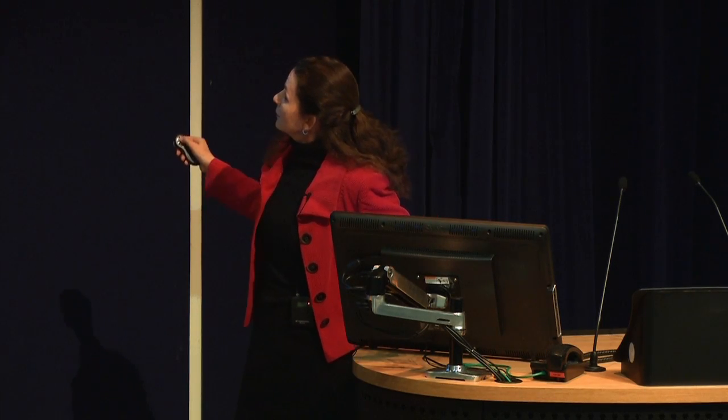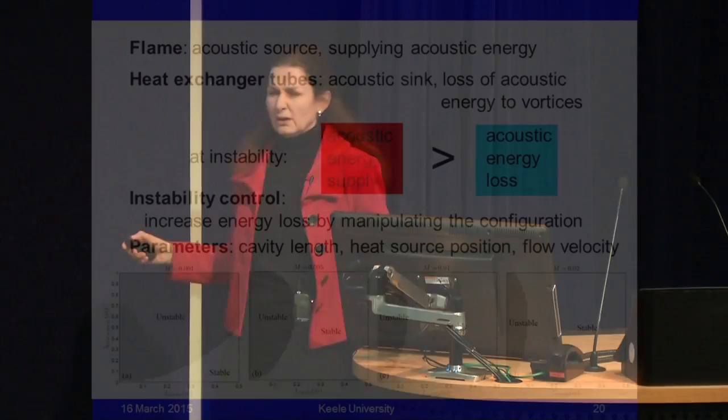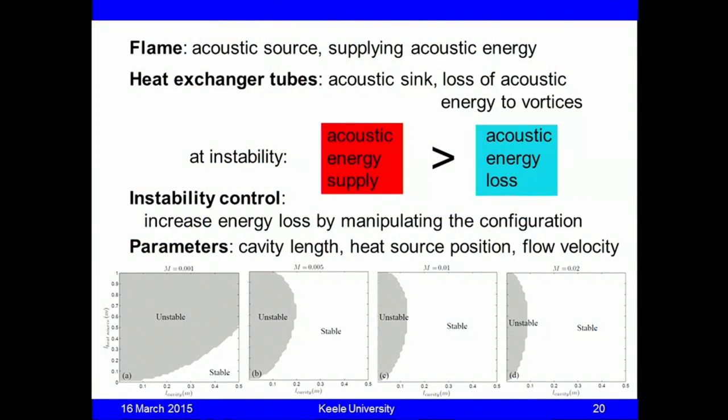And here at a Mach number of only 0.02, that's just a bit bigger than walking speed, so it's not a very high speed flow, there's a large area of stability, which indicates that if you blow through the heat exchanger tube with a high enough Mach number, you can actually turn an unstable setup into a stable setup. So that's the idea behind controlling an instability by manipulating the configuration.